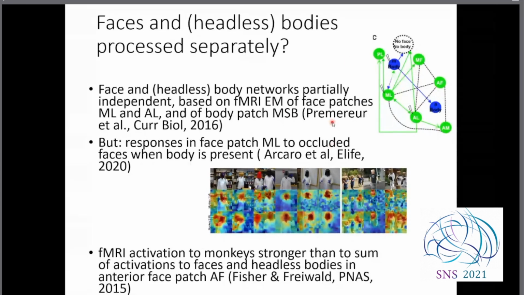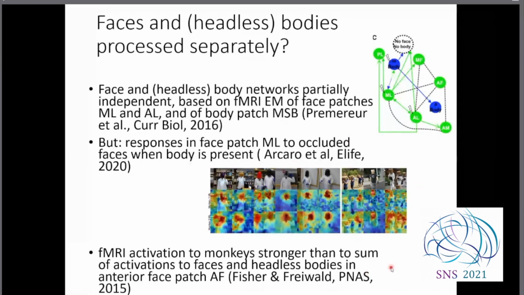However, we know from some recent work, like from Livingstone's lab, that if you show here a person in which the face is masked, the face is occluded, when the monkey is looking here at this portion of that image, face cells respond very strongly. So you can have responses in the face patch, in this face patch ML, in fact, to occluded faces.